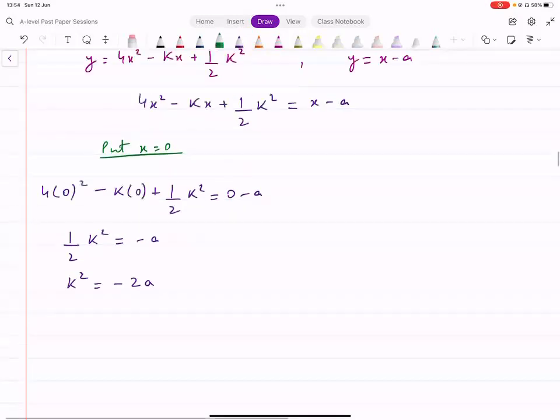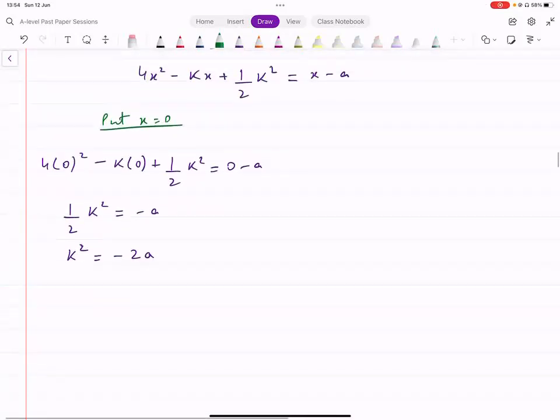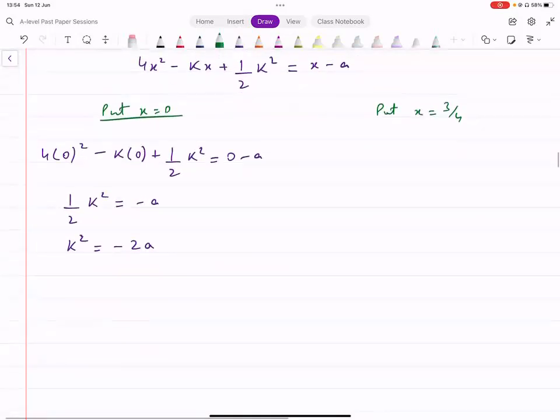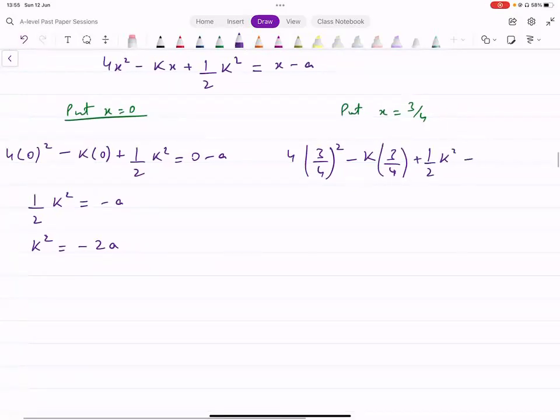Let's look at the other value of x. The other value of x that we're given is 3 over 4. So that should also satisfy this equation. Let's input that here. So x equals 3 over 4. That should also satisfy this equation. What do we get from that? We have 4 into 3 over 4 squared minus k into 3 over 4 plus 1 over 2 k squared. That equals 3 over 4 minus a.